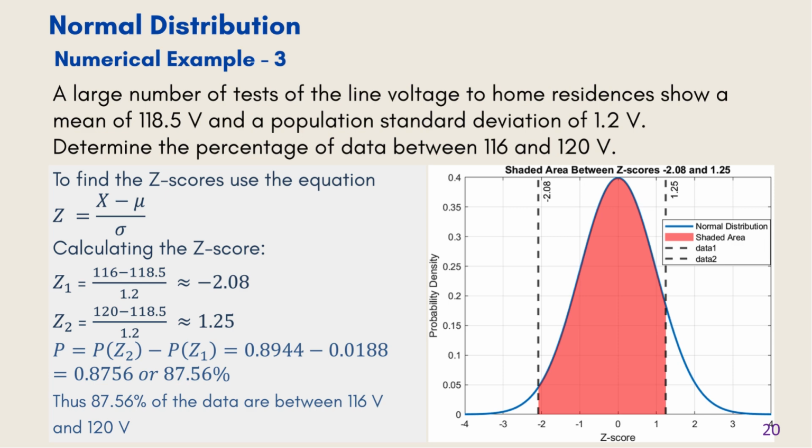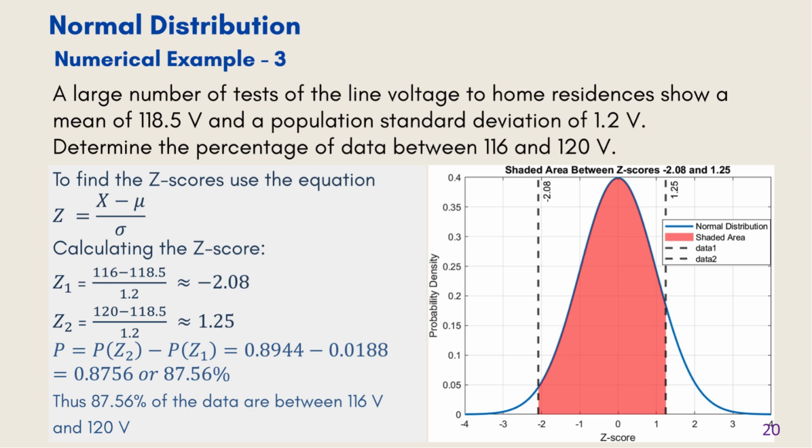Calculating z-scores. Z1 for 116 volts: 116 minus 118.5, divided by 1.2 equals minus 2.08. Z2 for 120 volts: 120 minus 118.5, divided by 1.2 equals 1.25. Using probability values for these z-scores, P equals P(z2) minus P(z1), equals 0.8944 minus 0.0188 equals 0.8756 or 87.56%. Approximately 87.56% of the data falls within this voltage range.